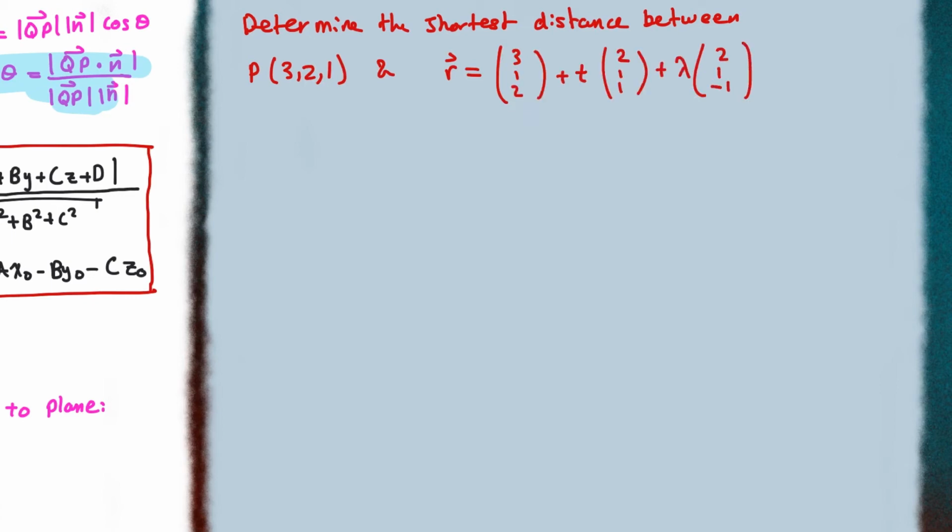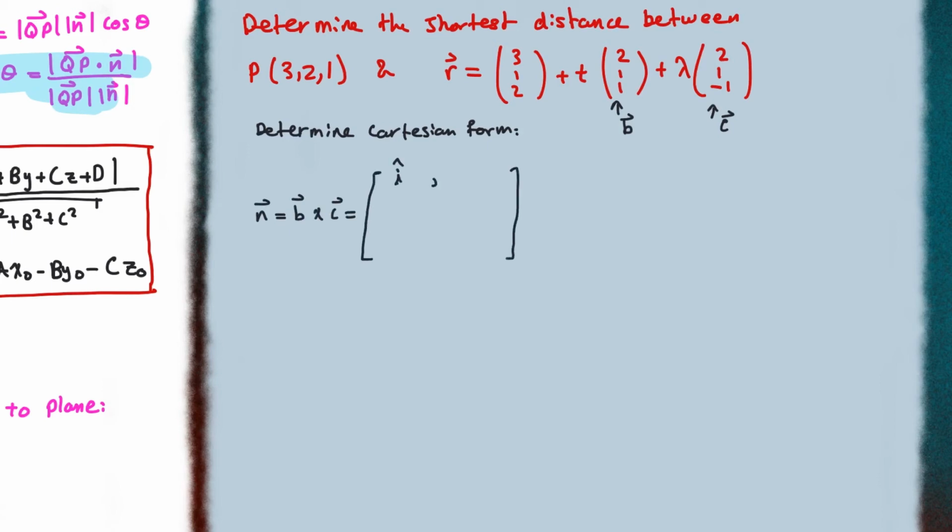In this example, we are going to determine the shortest distance between point P (3, 2, 1) and the plane that's given to us. In order to use the equation that we have obtained, we need the Cartesian form of the equation, and we need the normal. So we do have the two vectors that are parallel to our plane, vectors b and c, but we need to find a normal, and we do that by the cross product.